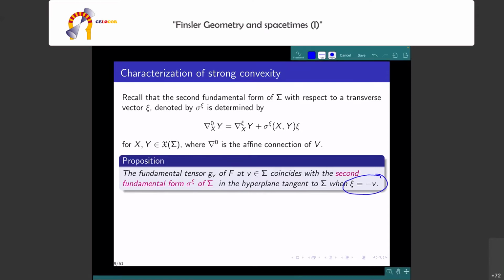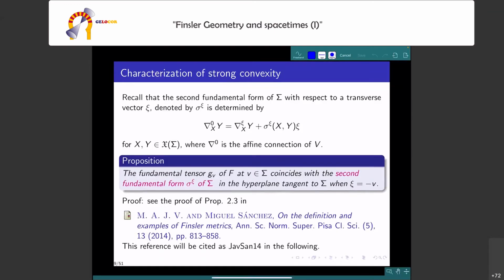I think this was a well-known fact, but it is not easy to find a proof of it, even if it is not very difficult. You can find a proof in this paper that I will refer to several times, in collaboration with Miguel Sanchez. For the next citations, I will use Jackson 14.